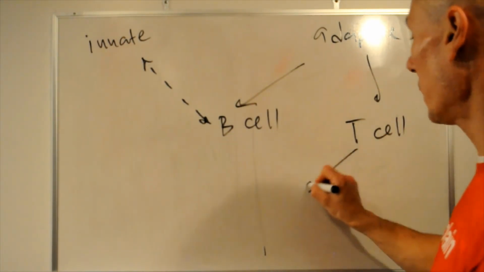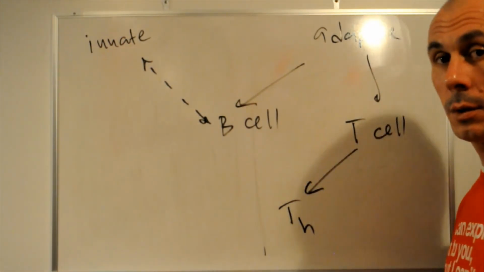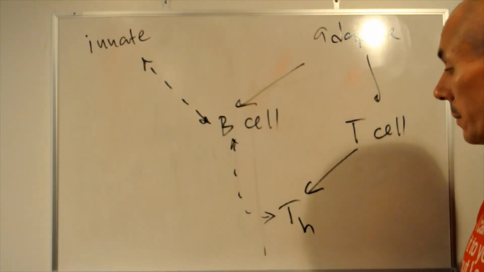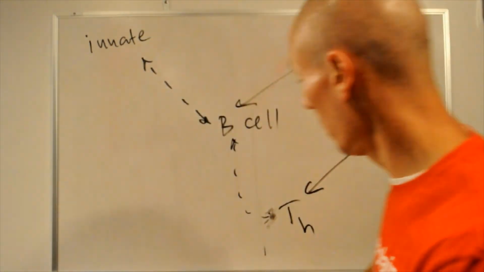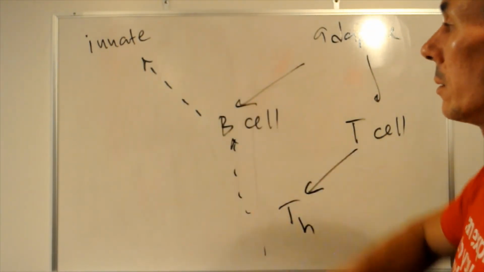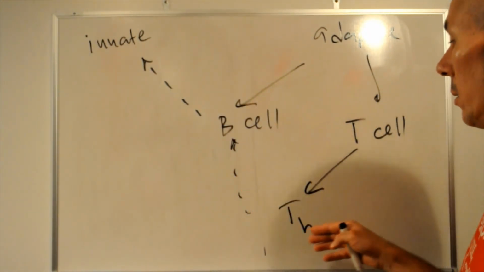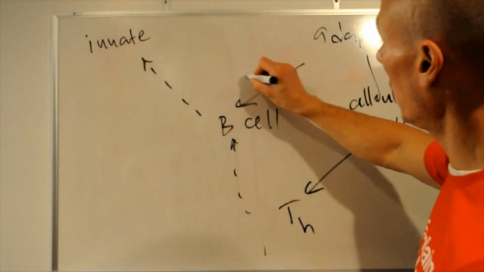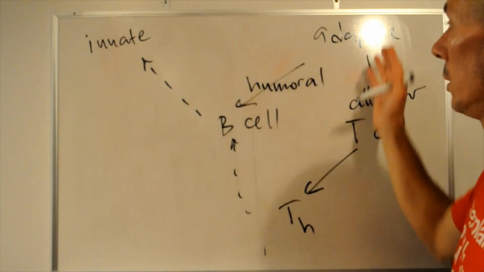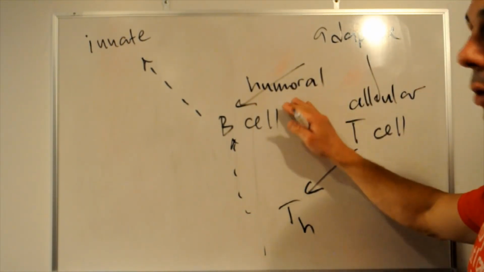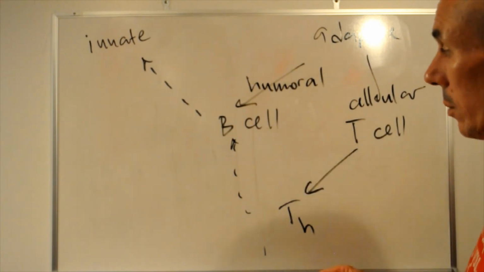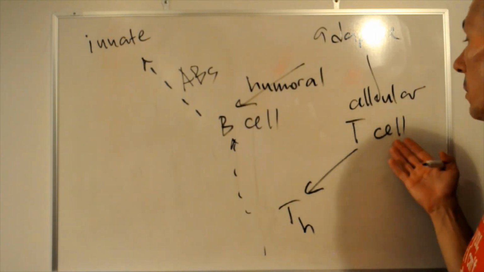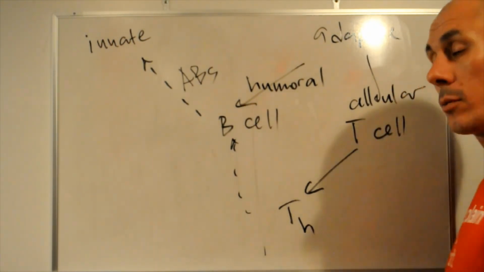Now, T cells, specifically T helper, they are necessary for the proper activation of B cells. So we can say that T helper cells provide the necessary link between the cellular and humoral branches of the adaptive response. Humoral refers to the solubility of antibodies. Cellular refers to the fact that the cells are responding to the antigen.